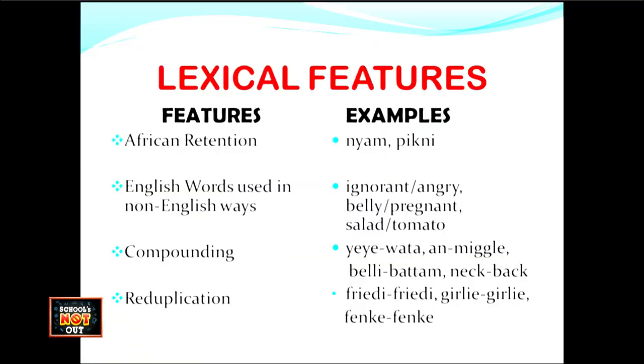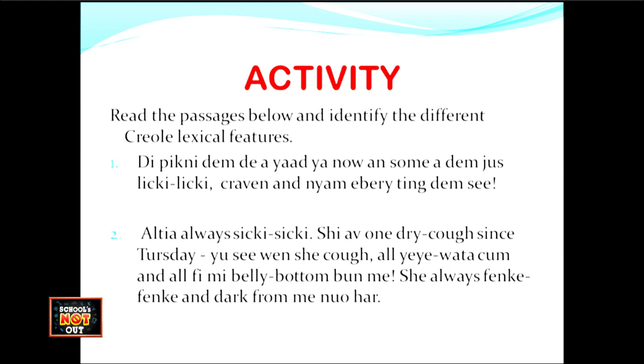So, let us look at this activity and let us put what we have learned into practice. Read the passages below and identify the different Creole lexical features. Number one. The picnic then dia yard ya know, and some of them just licky licky, craven, and yam everything them see. Number two.